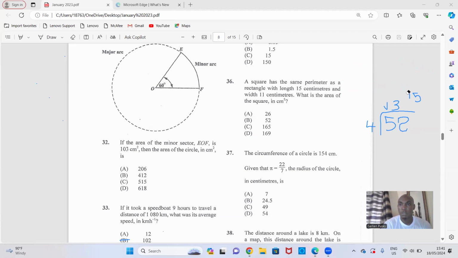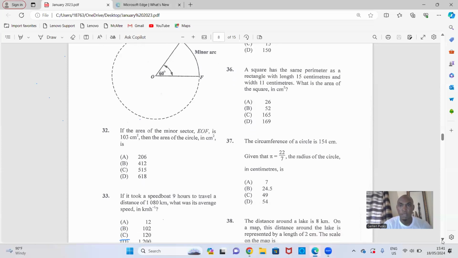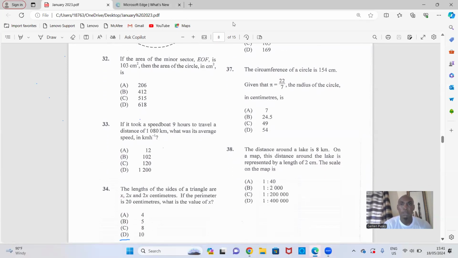And now we're going to jump to the next question. Question 37. It says the circumference of a circle is 154 centimeters. Given that pi is equal to 22/7, the radius of the circle is.